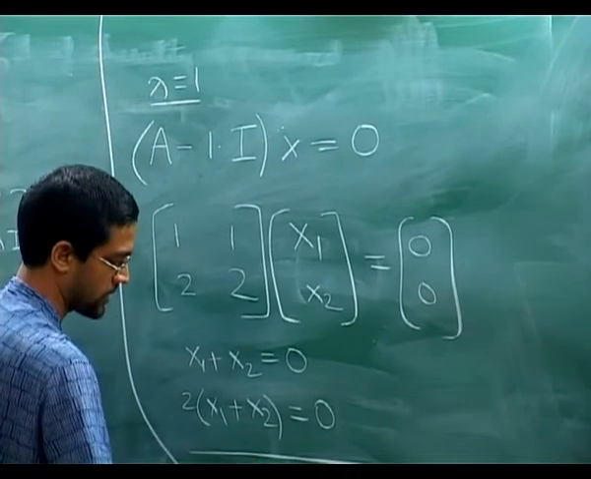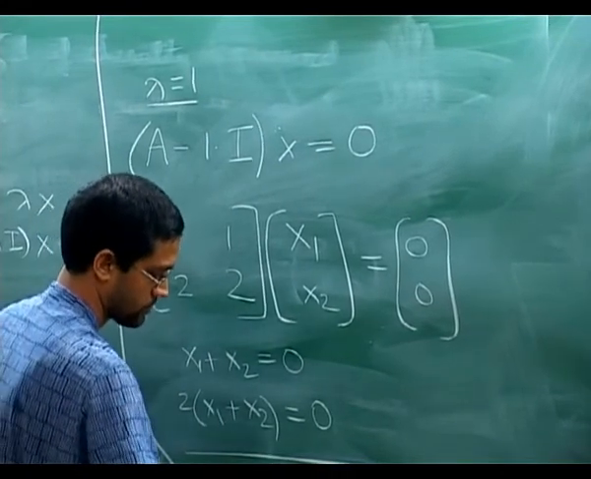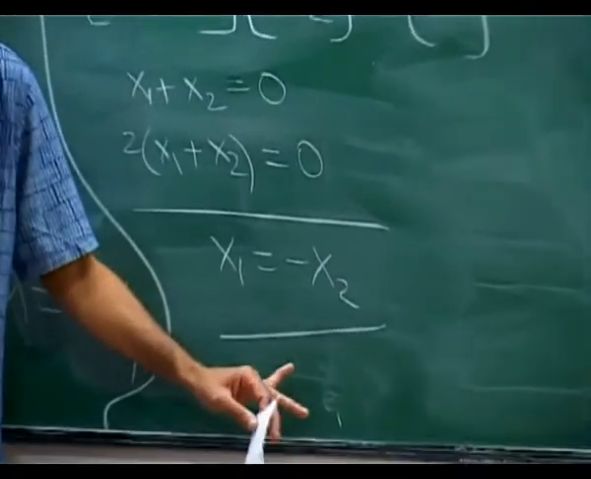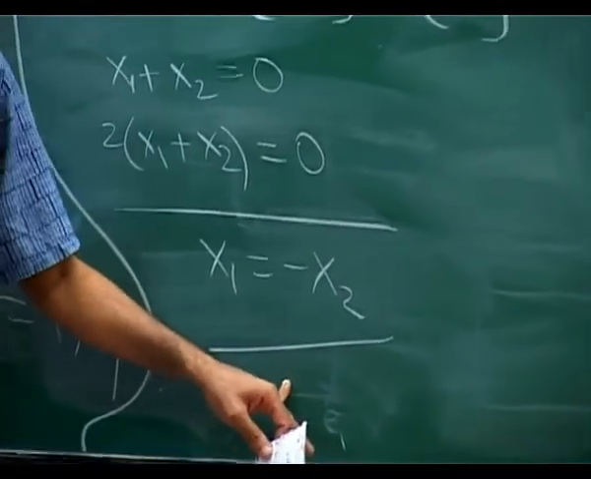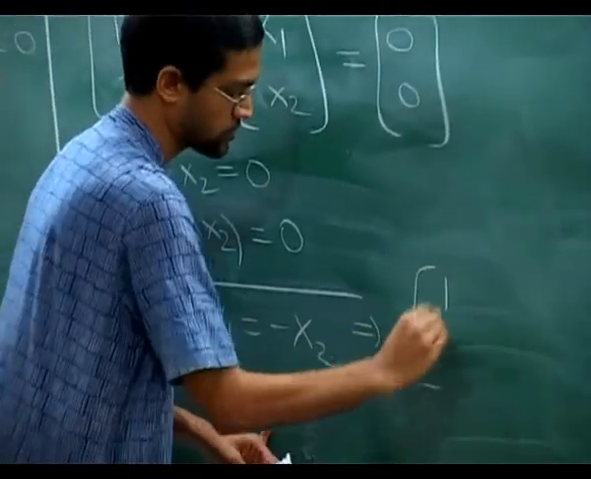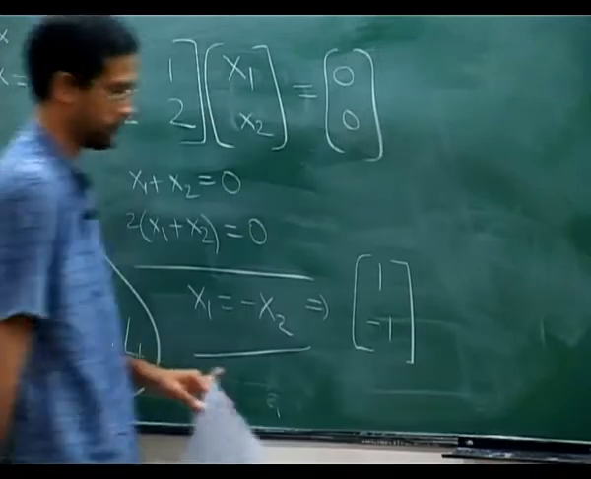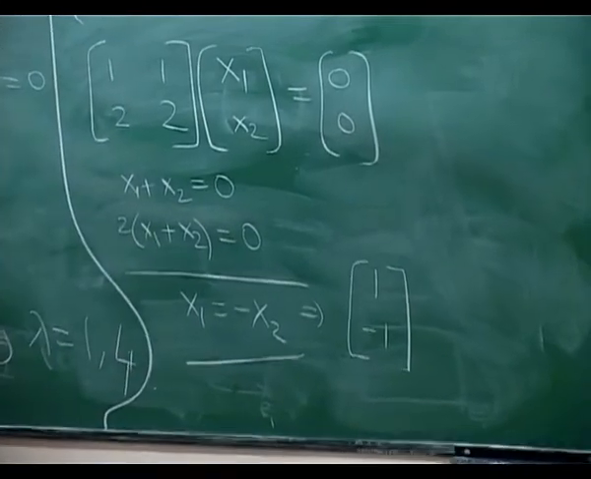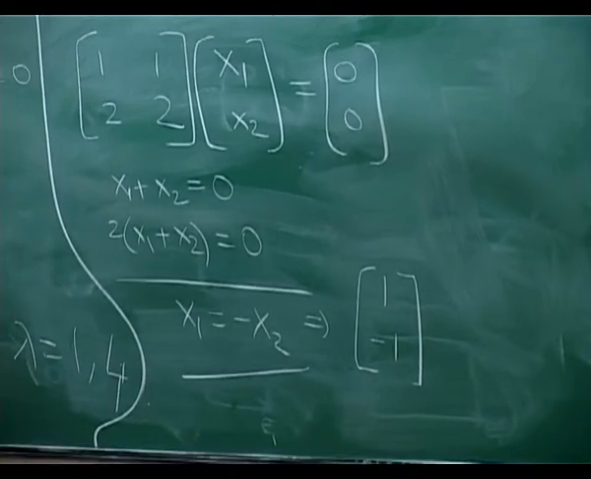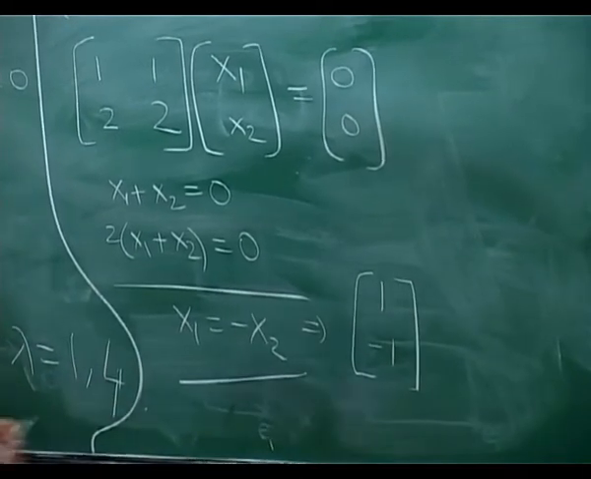So therefore x1 is minus x2, right? So there are several solutions, and we can pick any one. For example here we can take x1 is 1, and we get (1, minus 1). So that is the eigenvector corresponding to this eigenvalue, right? Now let's do the same thing for 4. We will find out what the eigenvector is.